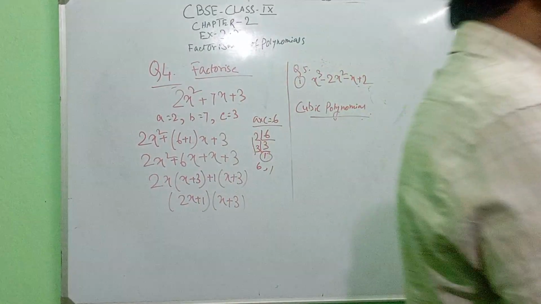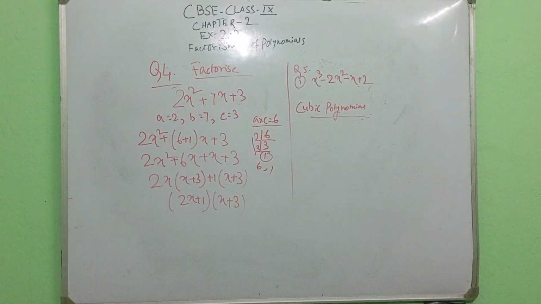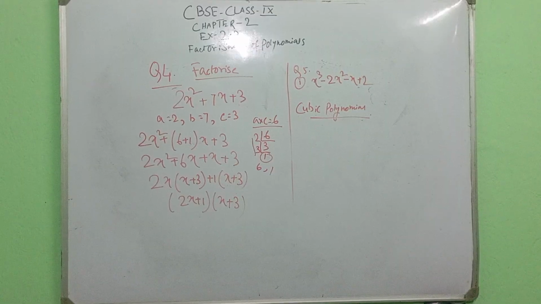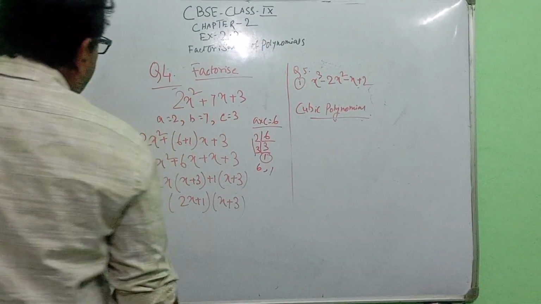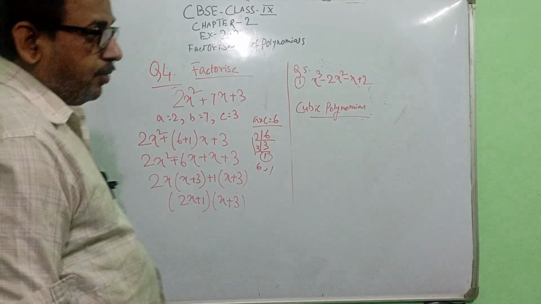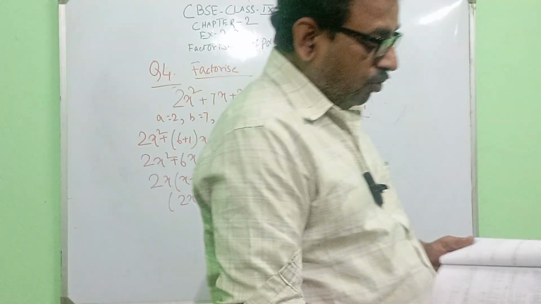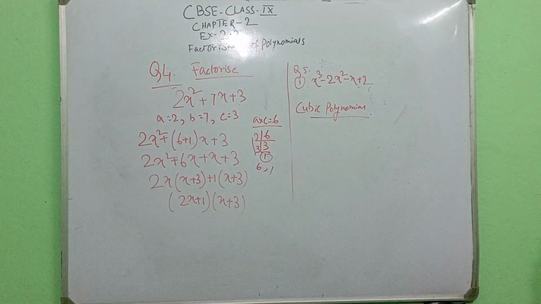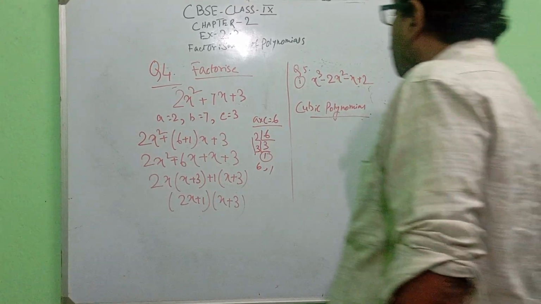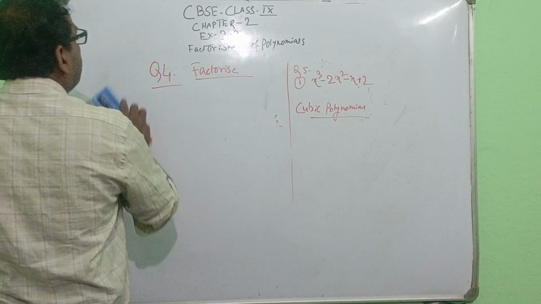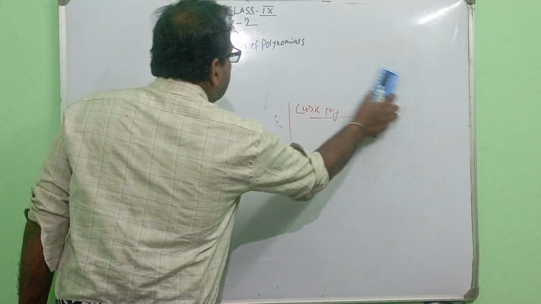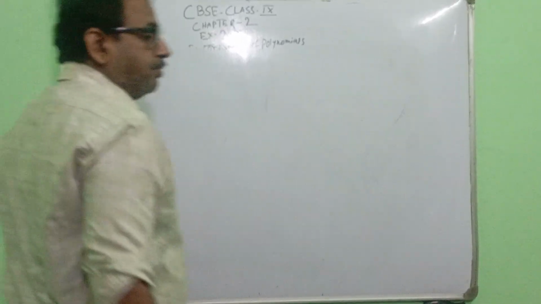In this way, for a quadratic polynomial, when they have not given any particular factor of the polynomial, we have to find it in this way. Now do the rest of these. Question number 4 you do on your own. Now this coming is question number 5.